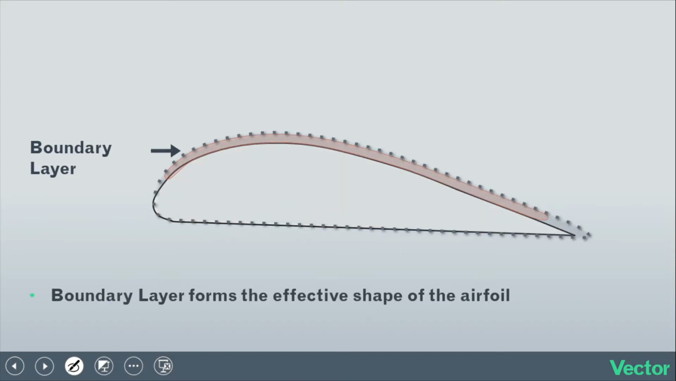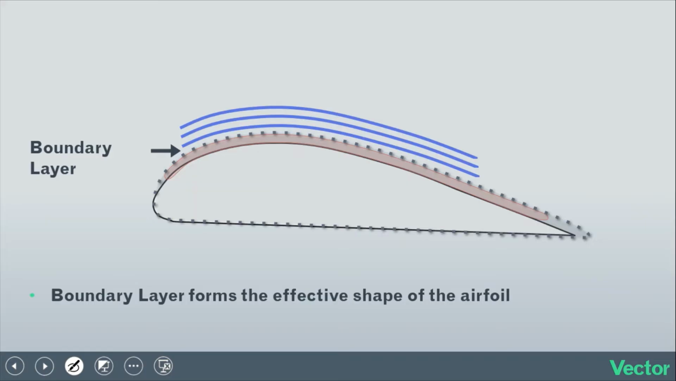shape of the airfoil. Now, if you're with me so far, you're thinking, okay, well then it doesn't really matter what the actual physical shape of the airfoil is. All that matters is the shape of the boundary layer, because that's what the smooth laminar flow is going to follow. And that's correct. Smooth laminar flow is what we need to produce a force.